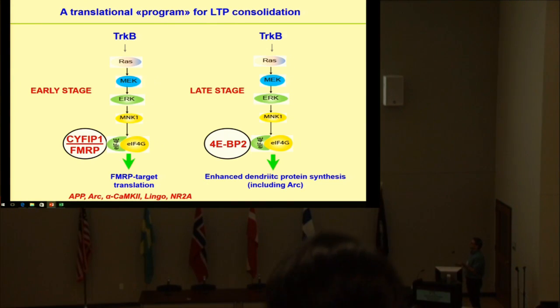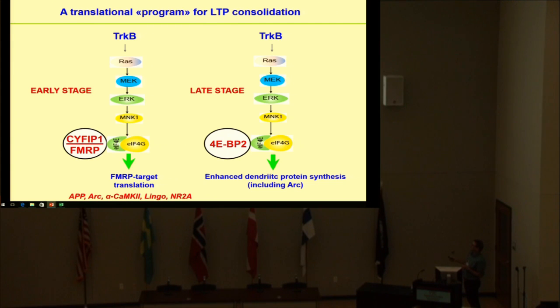And so just to put it simply, it's all dependent on TrkB signaling and the MNK pathway. And it divides into two stages, such that it looks like there's a translational program that's playing out in the consolidation of the LTP. So it starts with the early translation of the FMRP targets, and then it switches to a mechanism that we can only detect biochemically within the fractionated synaptoneurosomes. We've done this in various ways, in vivo and in vitro stimulation, also using MNK1 knockout mice, pharmacological inhibitors, and so forth. So it has the makings of a translational program, a switch from specific translation to more general dendritic protein synthesis.